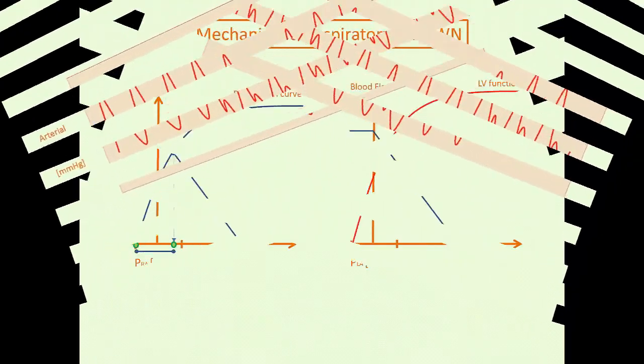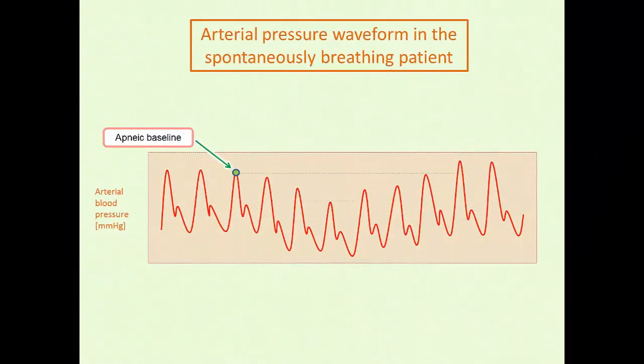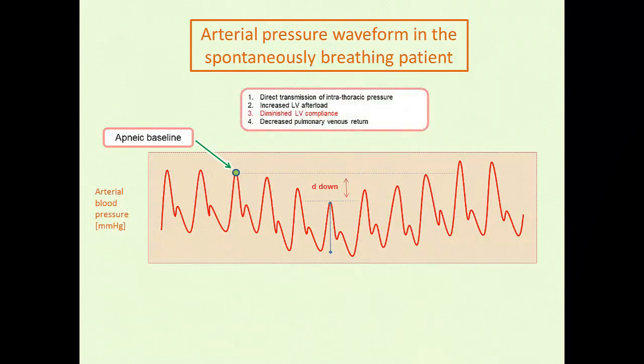So again, here's the waveform in the spontaneously breathing patient. This is the apneic baseline. This is your D down. So what are the mechanisms of the D down in patients who are spontaneously breathing, and how could this degrade the specificity in a spontaneously breathing patient?